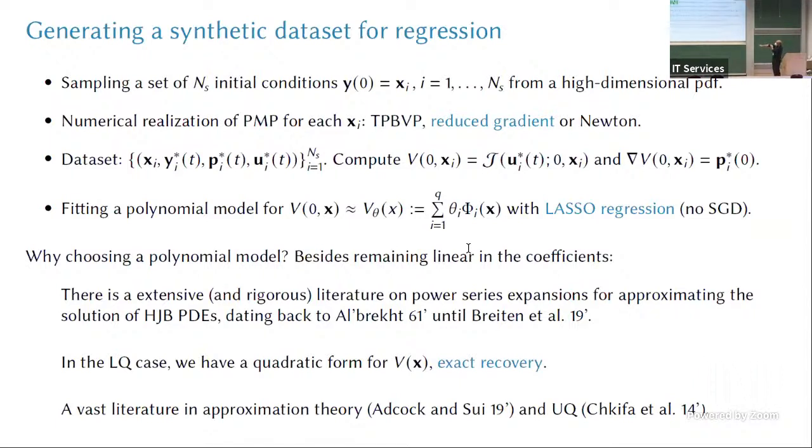And the first thing that we are taught when you take an optimal control lecture is that in the linear quadratic case, the value function is in fact a quadratic form. So for the linear case, I can have an exact recovery if I do a polynomial ansatz for the value function. And then I can think that nonlinear extensions would be just the solution of the linear quadratic case plus some additional terms there.